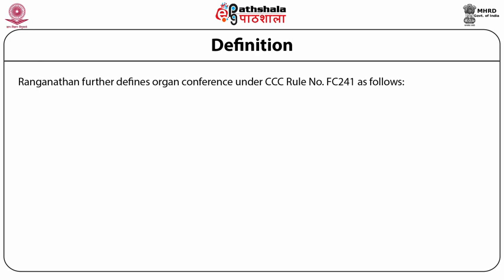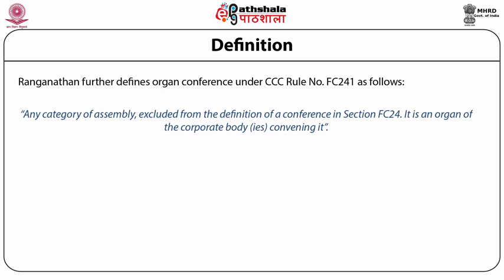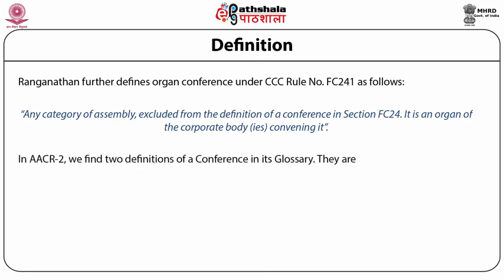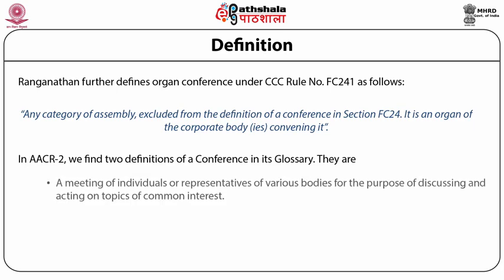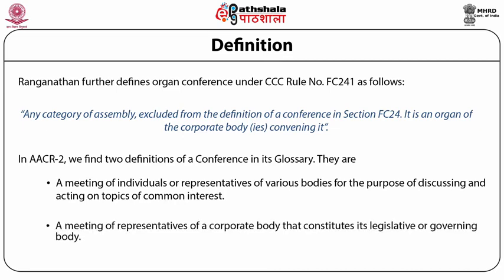Ranganathan further defines organ conference under CCC Rule number FC241 as follows. Any category of assembly excluded from the definition of conference in section FC24, it is an organ of the corporate bodies convening it. In AACR2, we find two definitions of conference in its glossary. They are: first, a meeting of individuals or representatives of various bodies for the purpose of discussing and acting on topics of common interest. Second, a meeting of representatives of a corporate body that constitutes its legislative or governing body.